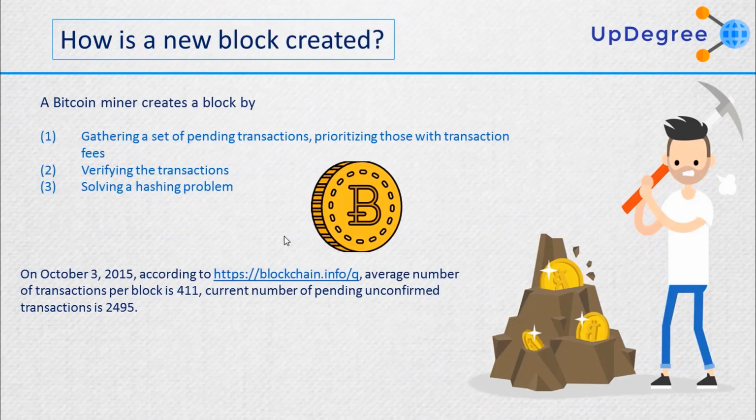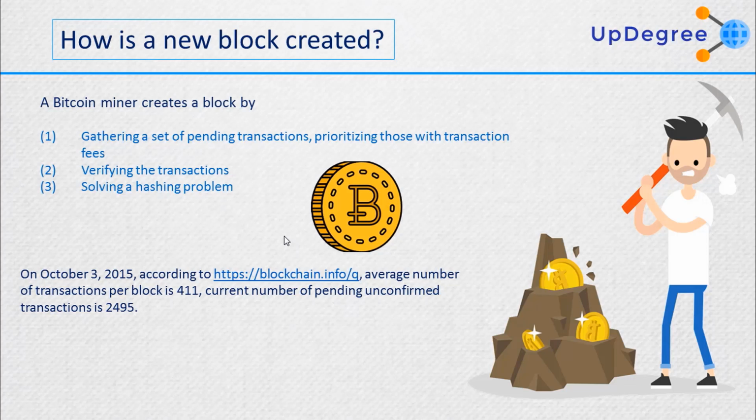So how do you create a new block? The Bitcoin miner creates a block by gathering the set of pending transactions, prioritizing those with transaction fees. He verifies the transactions and solves the hashing problem. We understood that proof of work is the basic mechanism for creation.